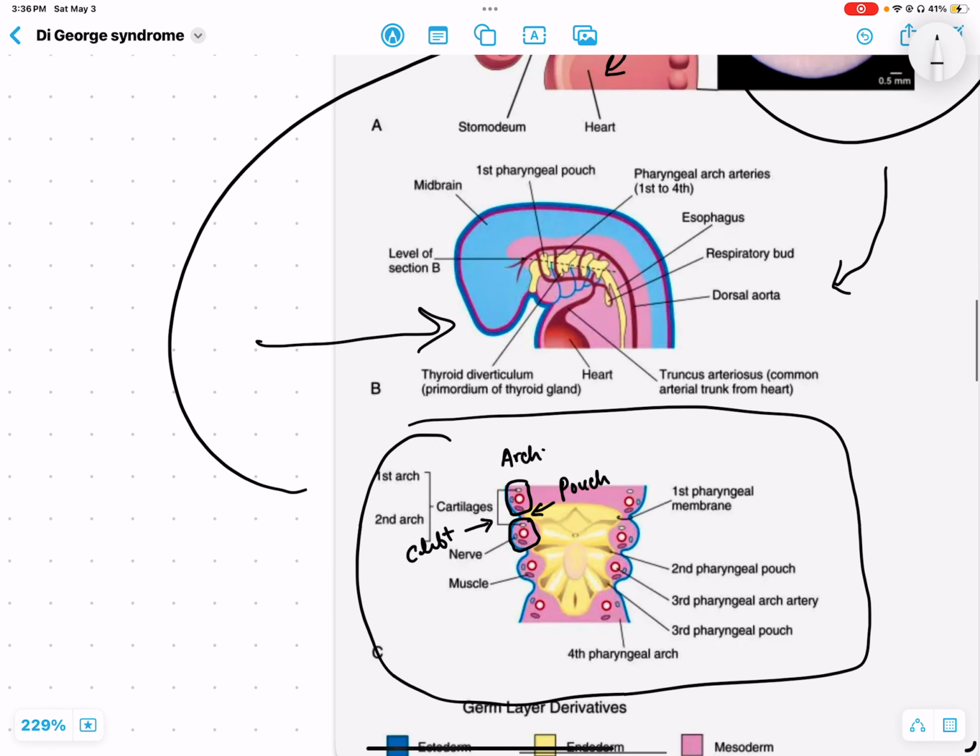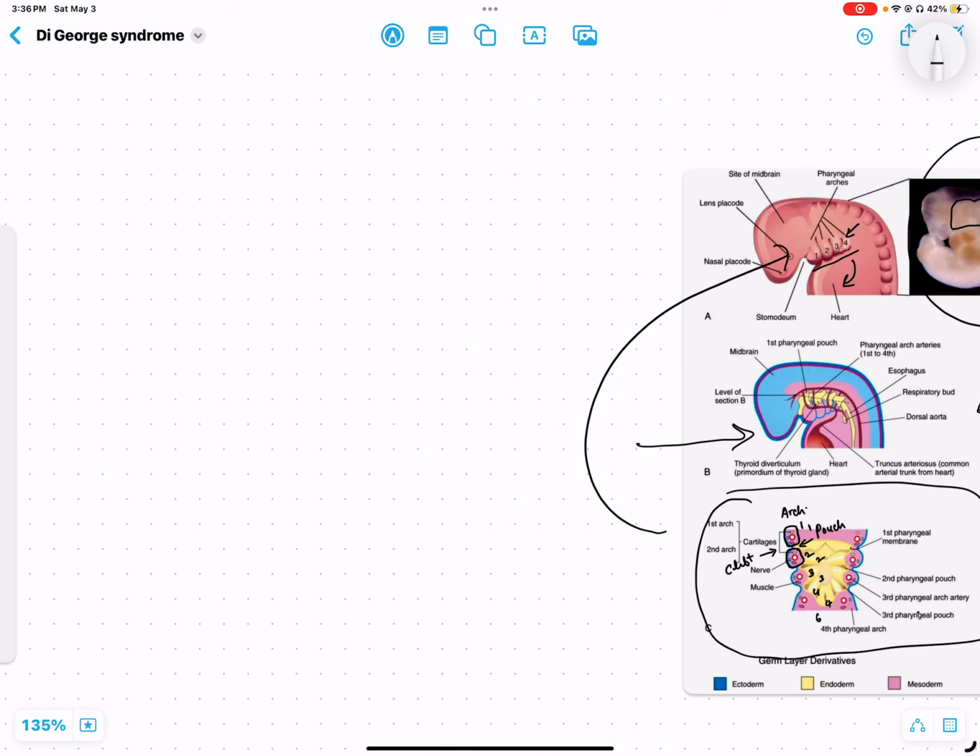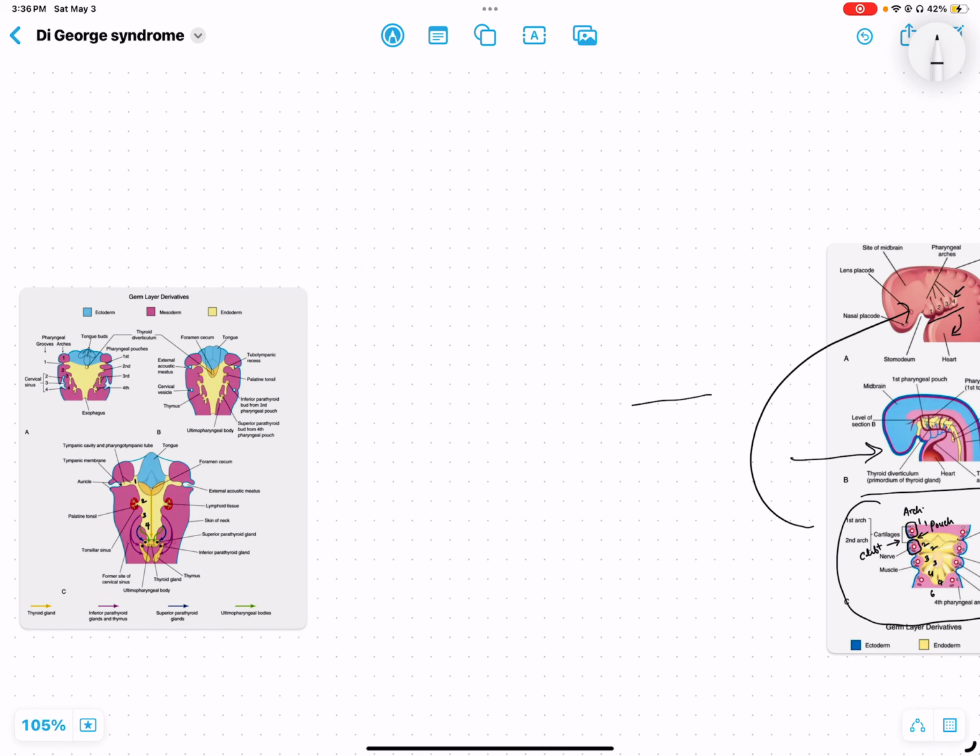This happens to be the first arch, second, third, fourth, and subsequently we have the fifth, which becomes rudimentary, and then the sixth. The first arch and second arch will give the first pouch. Second and third will give the second, third, and fourth. That is how it is numbered. Now each pouch is going to be modified with time, and then it looks something like this.